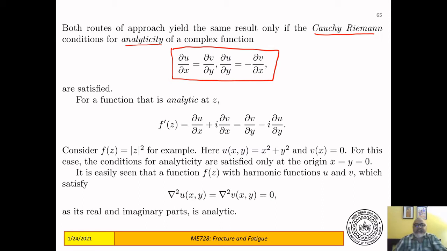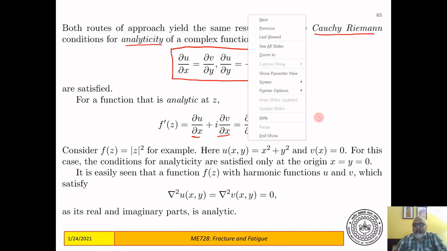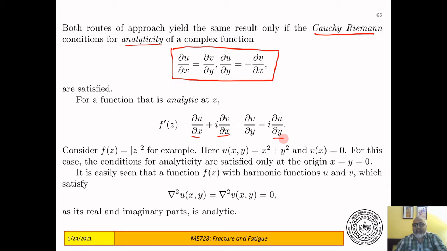And if it is analytic at z, then ∂u/∂x plus i ∂v/∂x will be equal to ∂v/∂y minus i ∂u/∂y. This is the derivative that we got while moving along x, and this is the derivative we got while moving along y. These two should be equal.